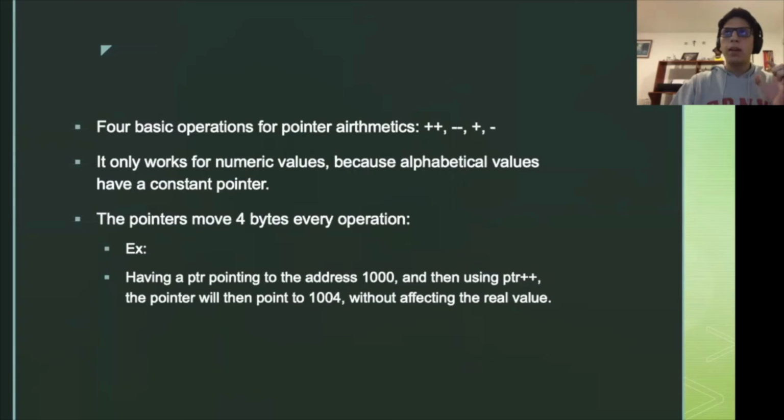Every time you apply an operation to a pointer, it moves 4 bytes. There's an example below, having a PTR variable which is pointing to the value 1000, and using any operation like the plus plus or the minus minus, the pointer will move 4 bytes because that's how numerical pointers work. In that example, if you apply the plus plus to the PTR pointing to the 1000, it then will move to 1004 without affecting the real value.